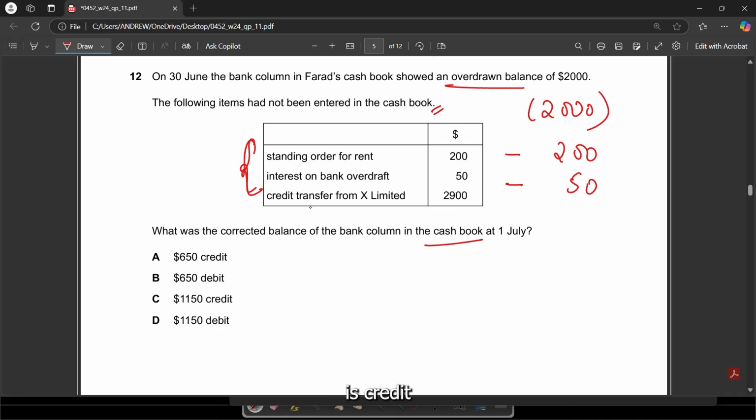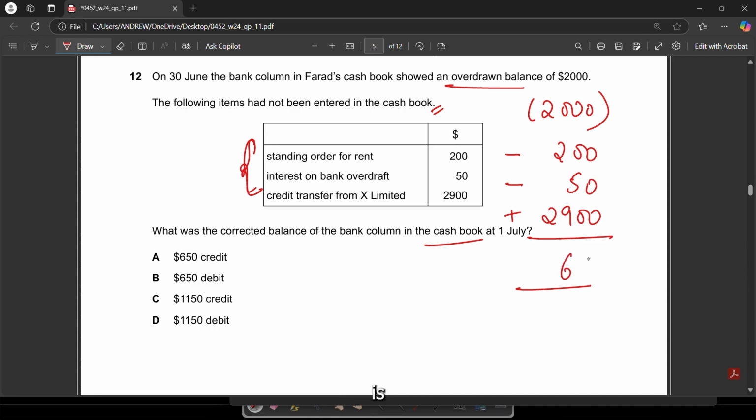The last transaction is a credit transfer from X Limited. So someone transferred into your account $2900. So 2900 you need to add over here. So if you add and subtract all of them, 2000 minus 200 minus 50 will give you 2250 negative. 2250 negative plus 2900 will give you positive 650.